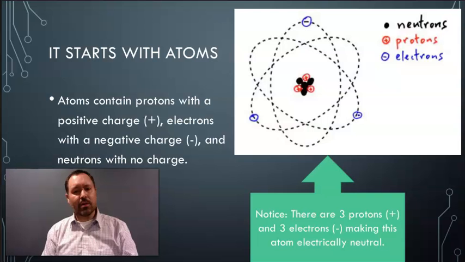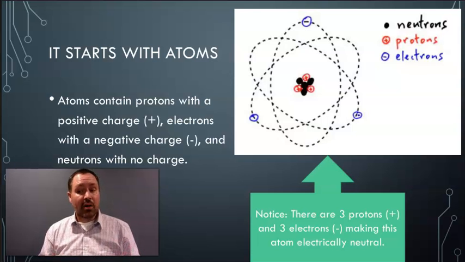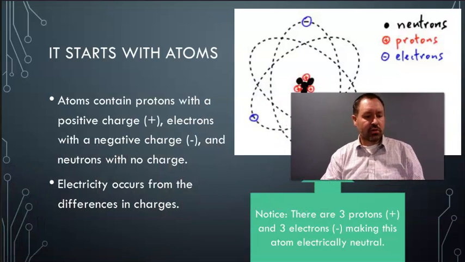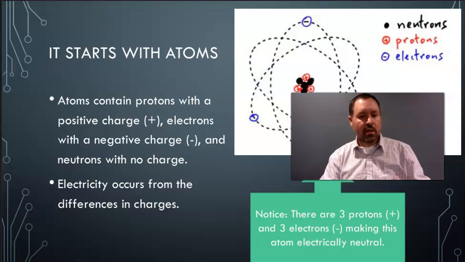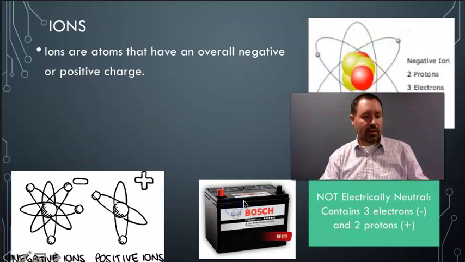If you look at the atom here in the picture, it says that there are 3 protons, which are positive charge, and there are 3 electrons, which are negatively charged, making this an overall neutral atom. But not all atoms are neutral. Some atoms are ions. An ion is an atom that is not neutral. So it says right here, electricity occurs from the differences in charges. So let's go to our next slide.